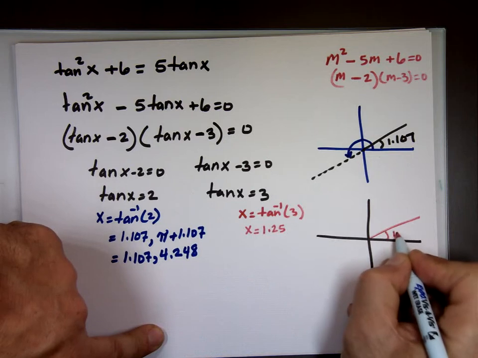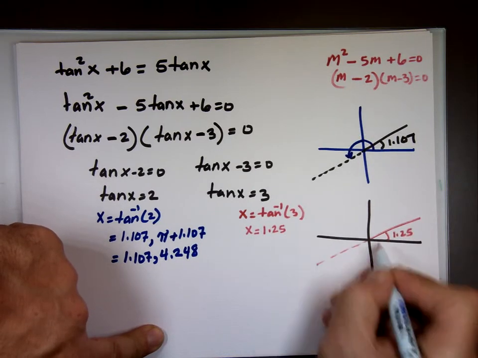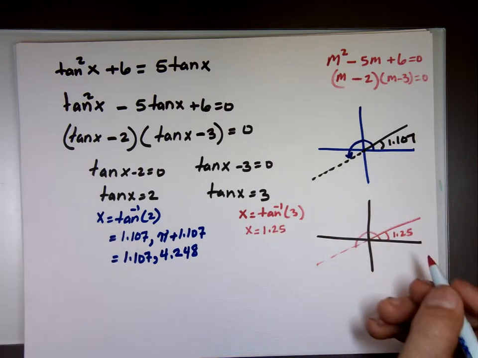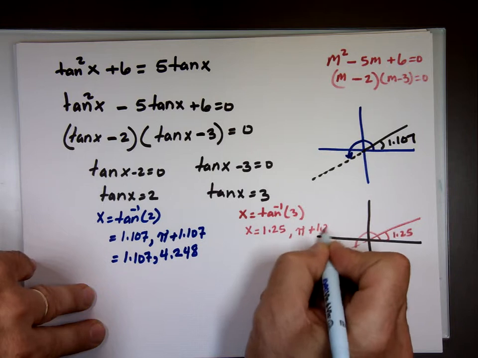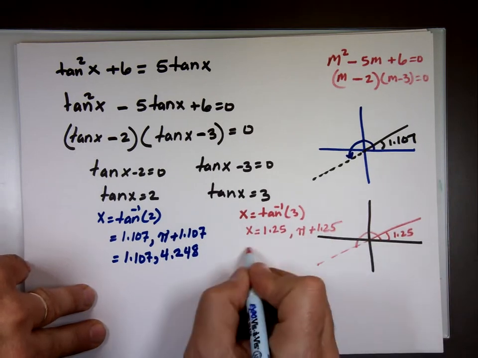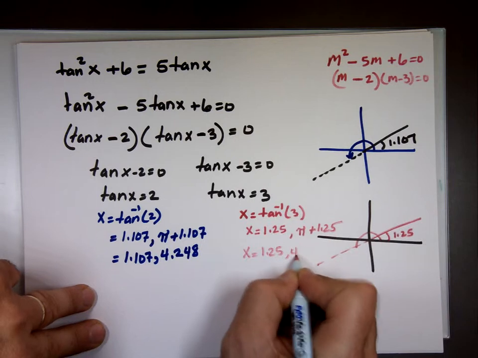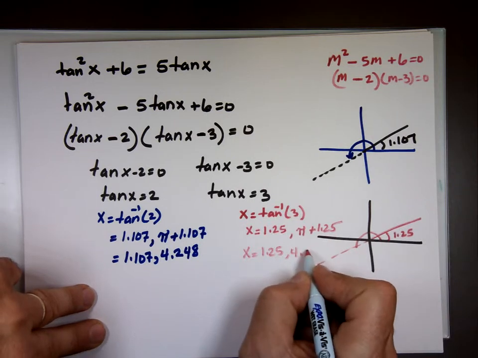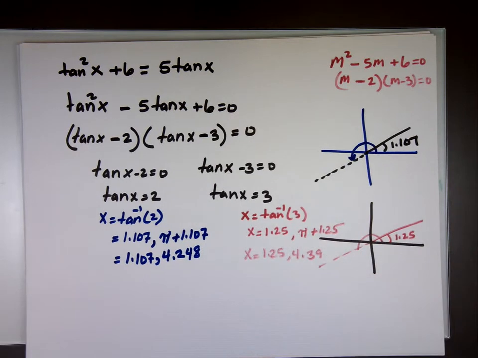1.25. Extend the line to get the other angle, and that will be pi plus 1.25, which is 4.39. So that's 1.25 and 4.39. When you write your answer from small to large, you try to put them in order.